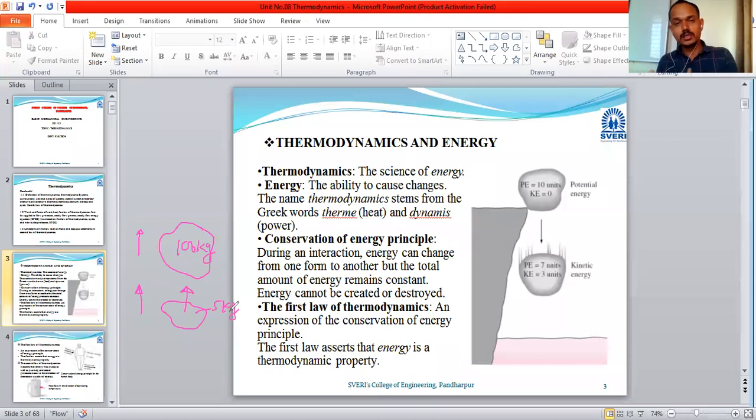To do work, to do that change, again energy is required, and we call it work. If there is a change, then we can call it work.